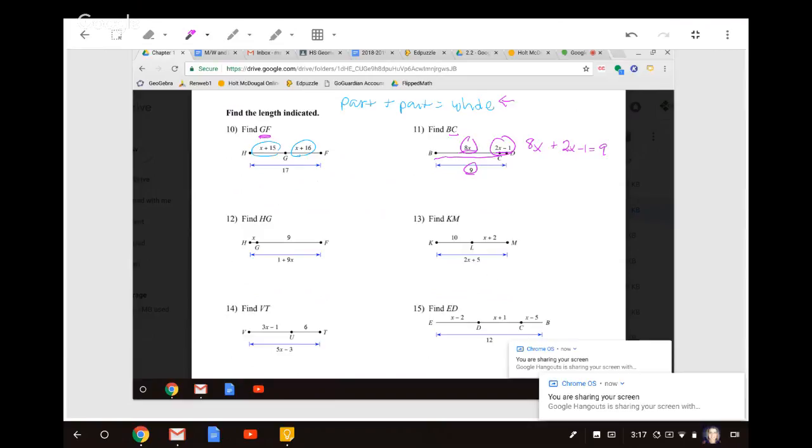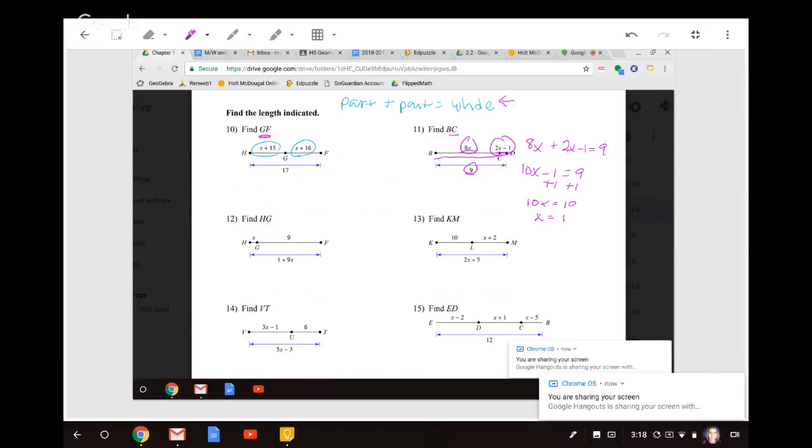Right. So now we'll combine our like terms. 8x plus 2x is going to give us a 10x. And then we have minus 1 equals 9. So now we're just going to solve this for x just like we normally would do in algebra, okay? So since we have a minus 1 here, we have to add 1 to both sides, right? Right. So we'll get 10x equals 10. And then we would divide both sides by 10 to get x equals 1.